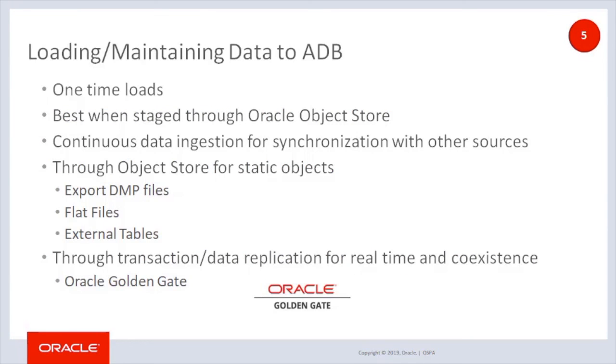Loading and maintaining data in the Autonomous database can be done as one-time loads, best when staged through Oracle Object Store, or as a continuous data ingestion for synchronization with other sources. Autonomous database supports 3 object stores and can read and write directly to these 3. The supported object stores are Oracle Object Store, Amazon S3, and Azure Object Store. Object stores are ideal for staging export dump files that are going to be imported into the Autonomous database. The same applies for flat files that will be loaded into the database.